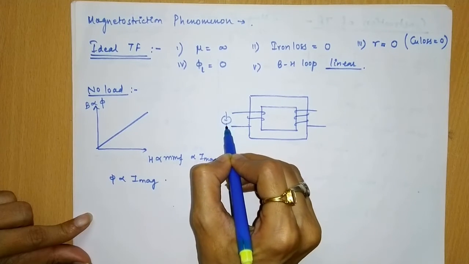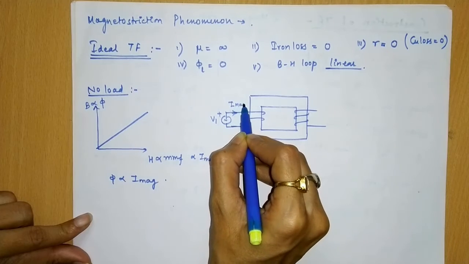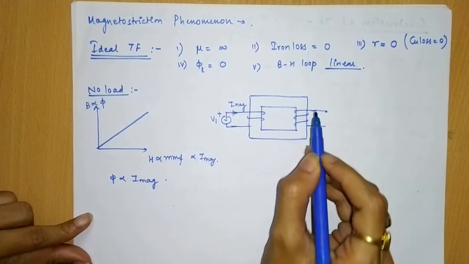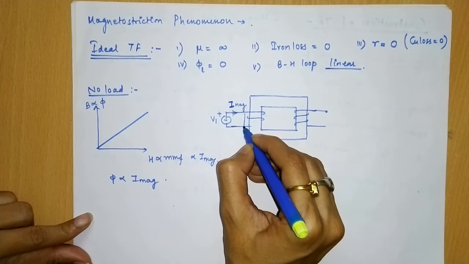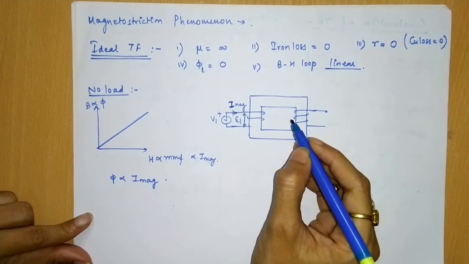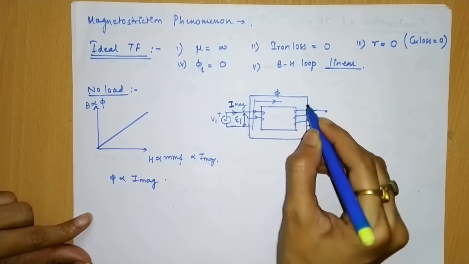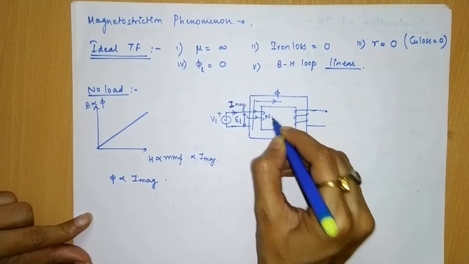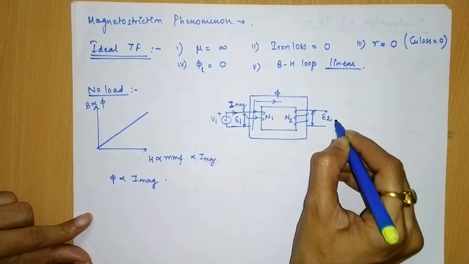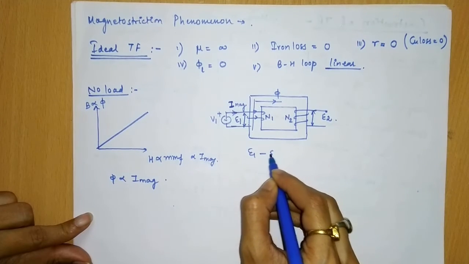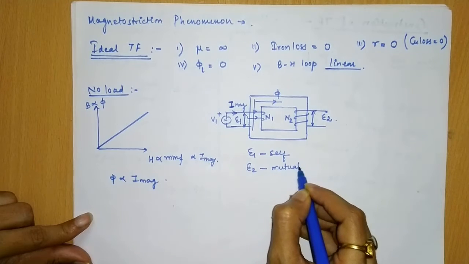As we supply the source on this side, current starts flowing. Since the circuit is under no load, the current drawn is the magnetizing current. EMF E1 is induced, flux through the core. This is N1 turns, these are N2 number of turns, and here E2 is induced. E1 is the self-induced EMF, E2 is the mutually induced EMF.